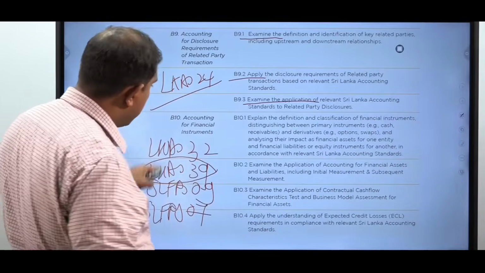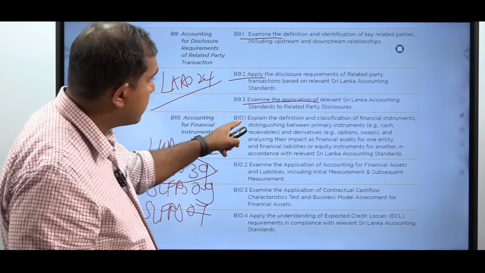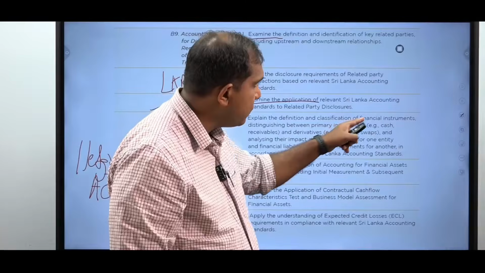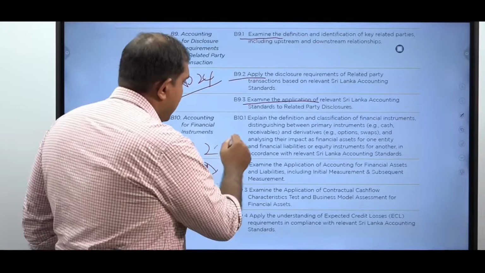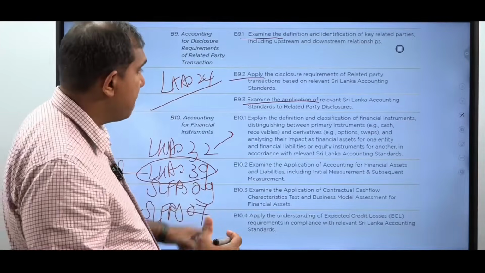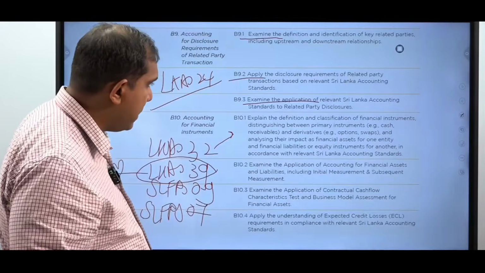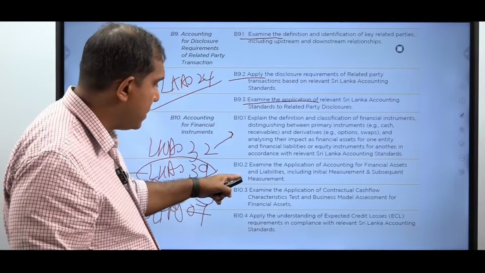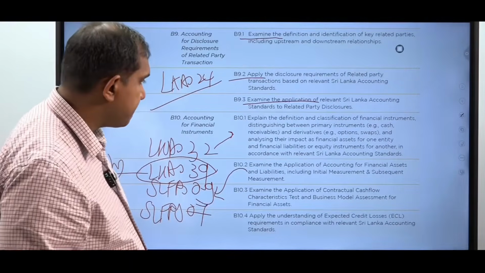Accounting for financial instruments. I have listed down the relevant standards. Explain the definition, classification of financial instruments. That's based on LKAS 32. You need to classify financial liability and financial equity. Then application of accounting for financial assets, liabilities, measurement, subsequent measurement. That should be based on SLFRS 9.